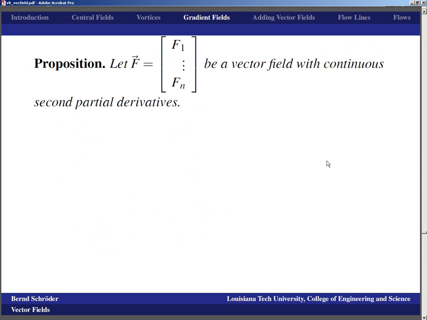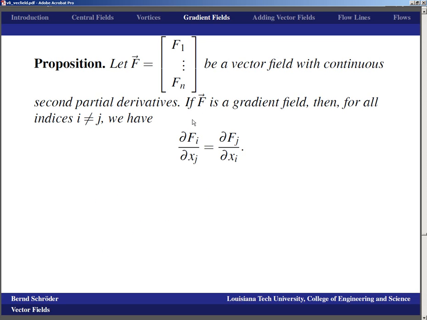All right, proposition. If you didn't like this argument, there is another nice result that says if I have a vector field with continuous second partial derivatives, where the components are f1 through fn, and that vector field is a gradient field, then we must have, for all indices i not equal to j, that the partial of the ith component of the vector field with respect to the jth input variable is the partial of the jth component of the vector field with respect to the ith input variable.